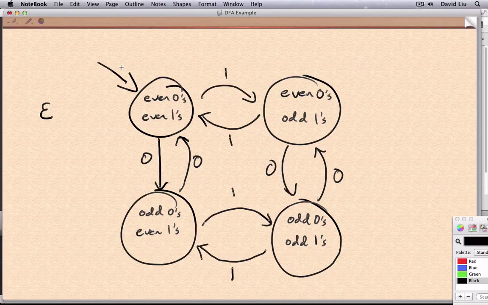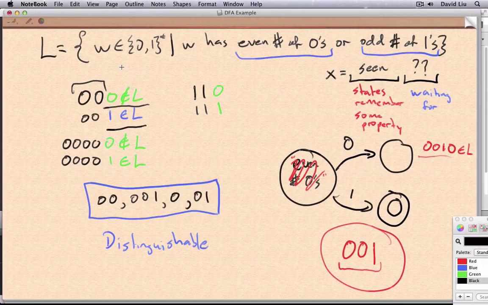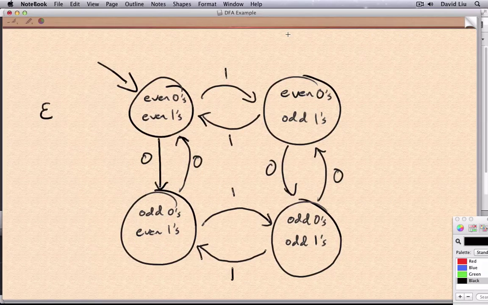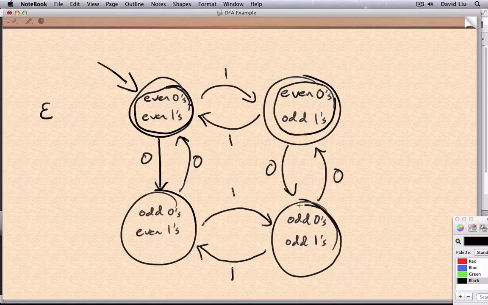What about the accepting states? Well, to this, I go back to my language description. I'm looking for the states where either there's an even number of zeros or an odd number of ones. And it's not too hard to see that, well, these 2 have even zeros, and these 2 have an odd number of ones. So in fact, these 3 states are all accepting, and this is the only rejecting state. So that's the process I went through to draw this DFA.